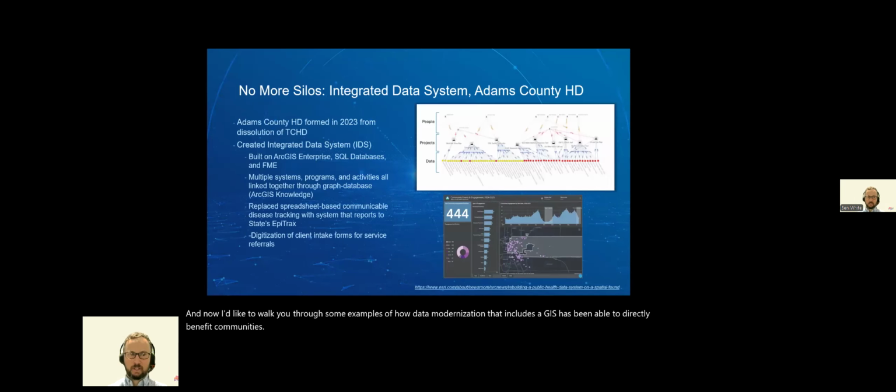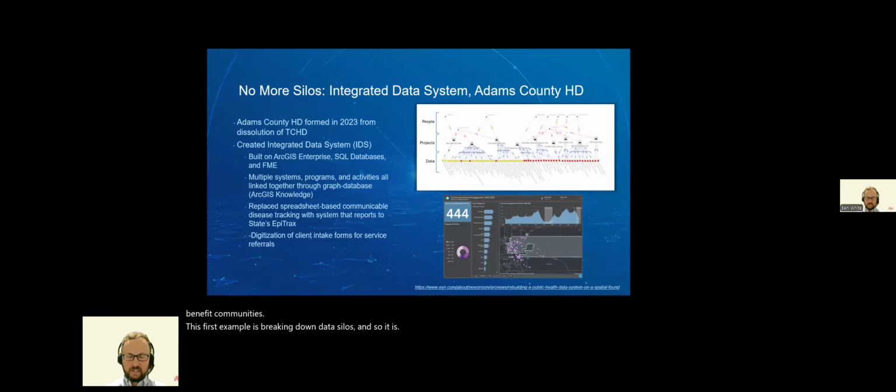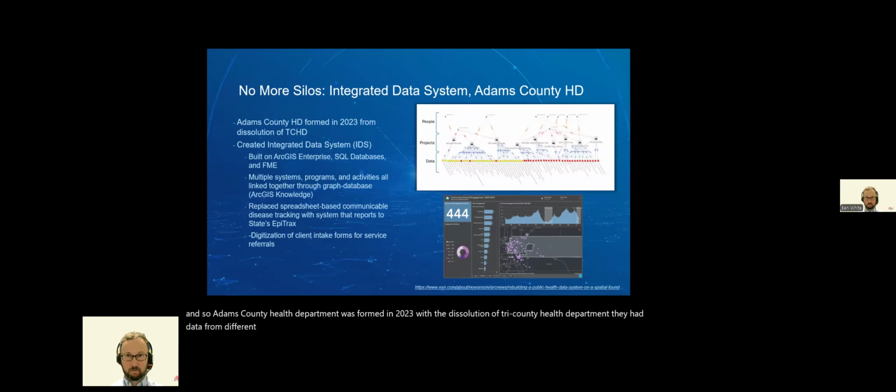This first example is breaking down data silos. It is the integrated data system from Adams County Health Department in Adams County, Colorado. It's a Denver metro county. Adams County Health Department was formed in 2023 with the dissolution of Tri-County Health Department. They had data from different disparate systems and from two other counties they needed to tease apart. And this was a unique opportunity to create a brand new data system for a health department.